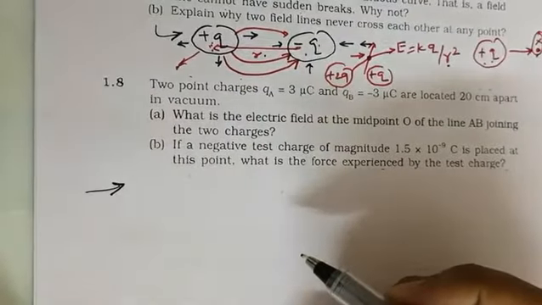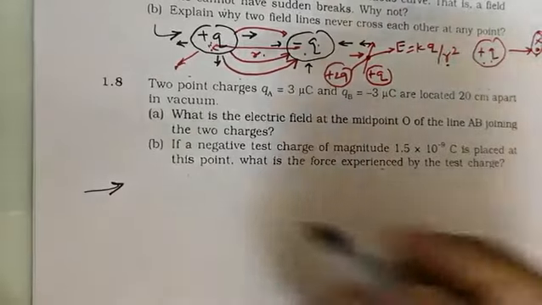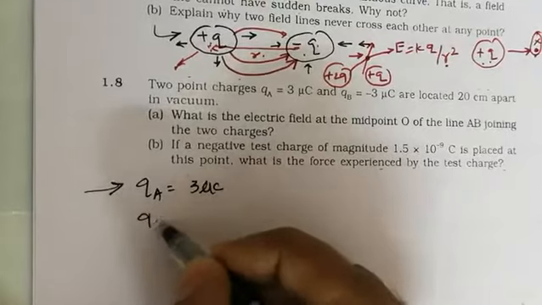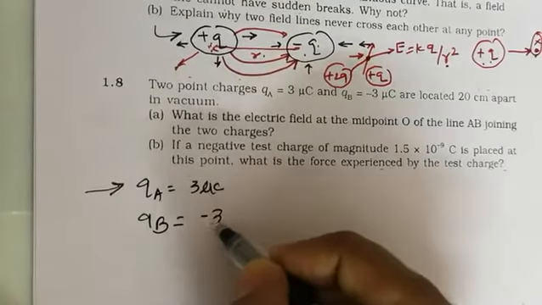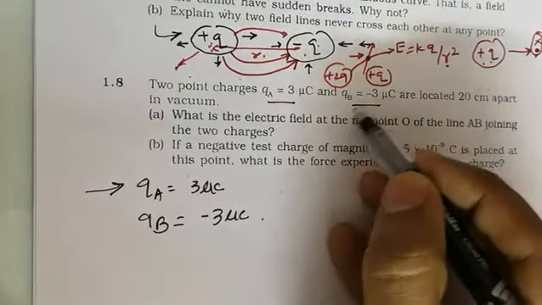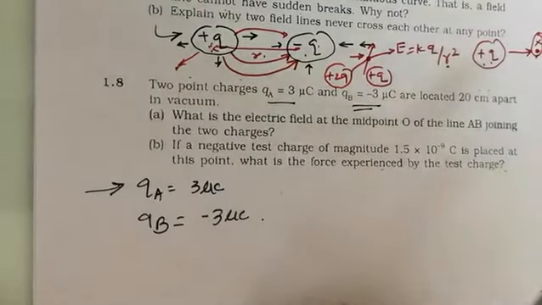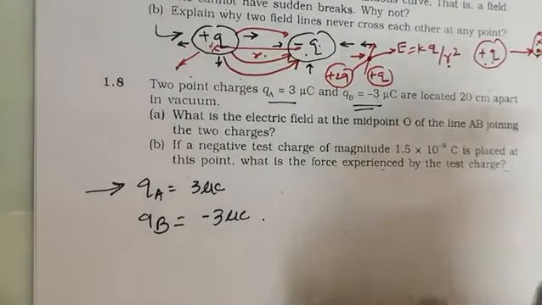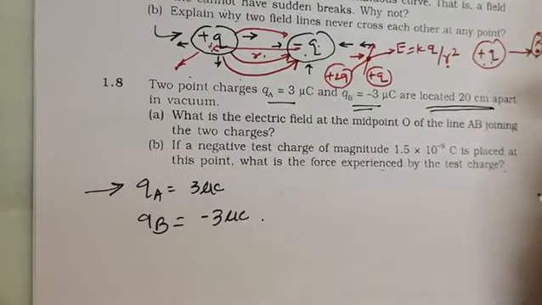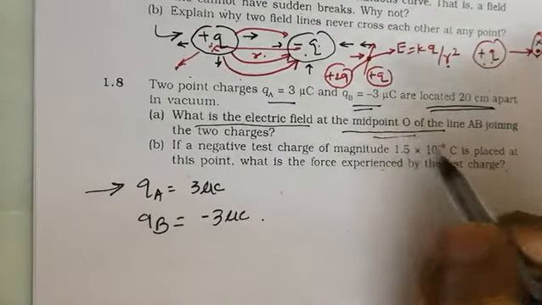A good example is our 1.8. We have a system made up of two charges, QA is 3 microcoulombs, and another, QB, is minus 3 microcoulombs. Whenever we have two charges, we have in our mind that there might be the possibility of an electric dipole moment. Both the charges are located 20 centimeters apart in vacuum. And what is the electric field at its midpoint?